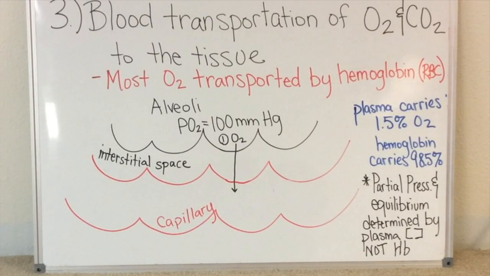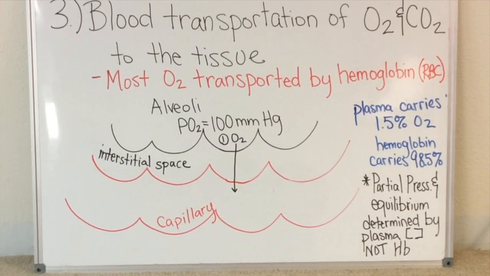Plasma carries approximately 1.5% of our dissolved oxygen in the blood. Hemoglobin carries 98.5% of our oxygen. Important to remember is that the partial pressure is measured by the diffused oxygen in the plasma. Any oxygen carried by the hemoglobin is not considered in reaching equilibrium between the alveoli and the pulmonary blood.